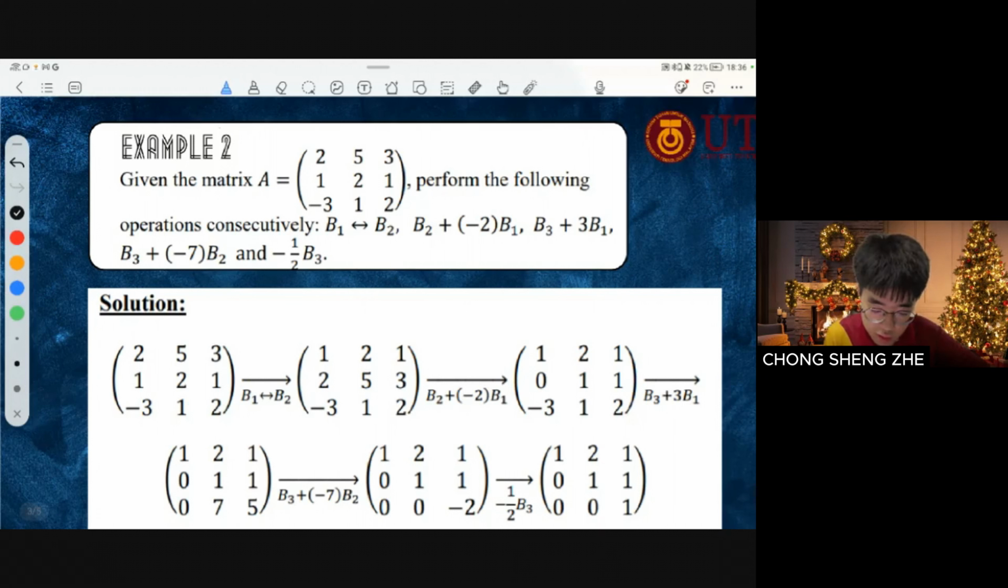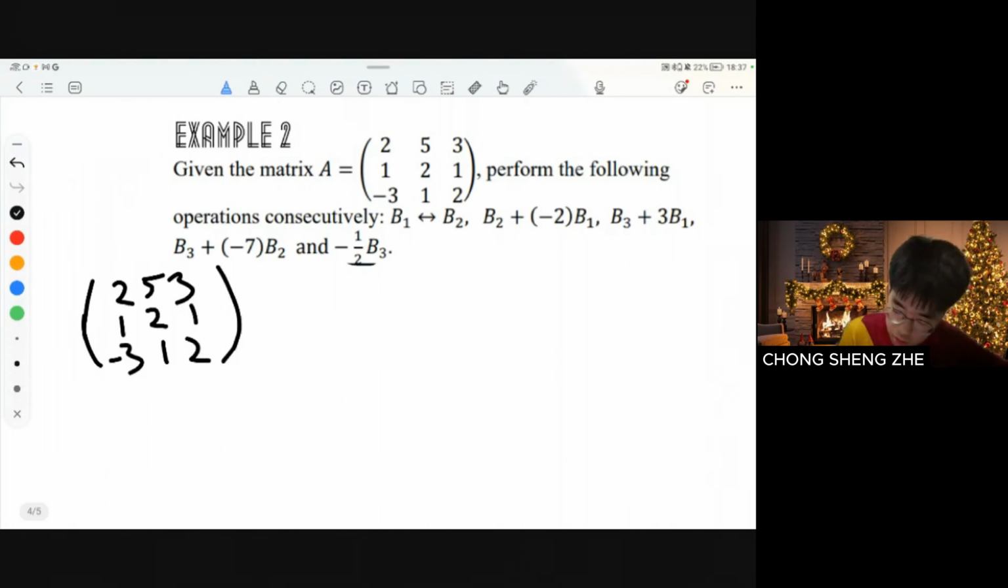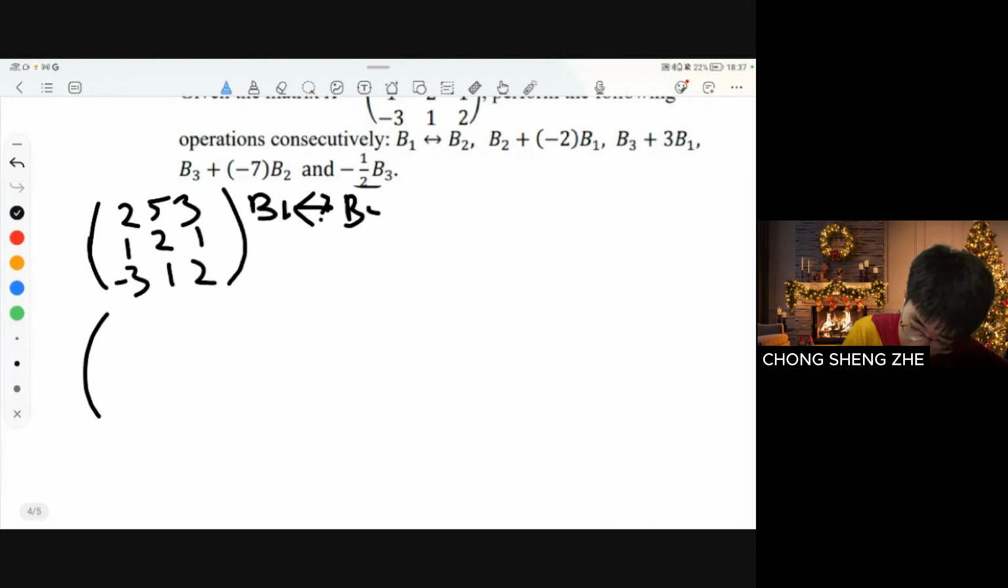So now we proceed to the next example, which is example 2. We write down the matrix first. So the first operation is R1 double arrow with R2, which means that we interchange the first row of the matrix with the second row of the matrix. So 2, 5, 3 will become 1, 2, 1, and 2, 5, 3 will move below.